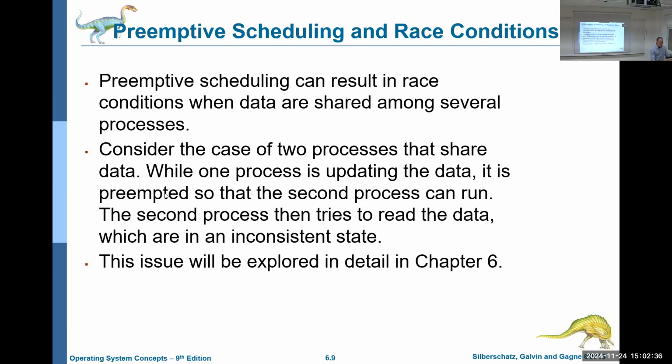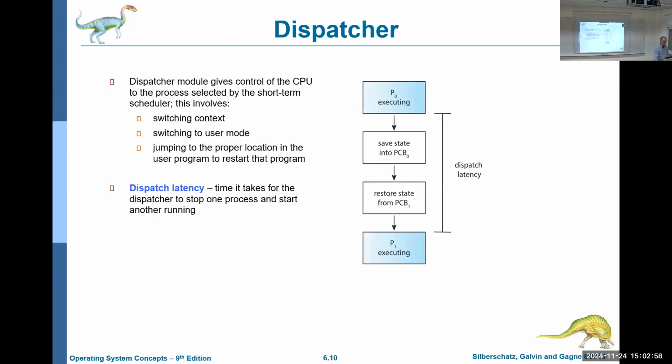Consider the case of 2 processes that share data. While one process is updating the data, it is preempted so that the second process can run. The second process then tries to read the data, which are in an inconsistent state. In other words, he was in the middle of updating something. Maybe he changed the first name, he didn't yet change the last name. And now somebody reads it and he gets a mixed up name. There is no such person with that name. This issue will be explored further.